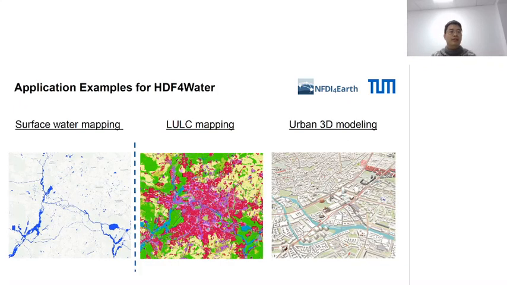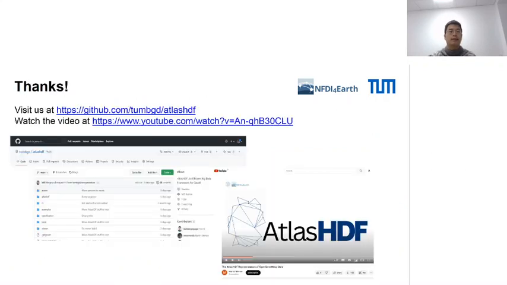With the AtlasHDF, we can facilitate future application examples. For example, the surface water mapping with OpenStreetMap, the land use land cover mapping, and also the urban 3D modeling using the OSM data and also other data sets.